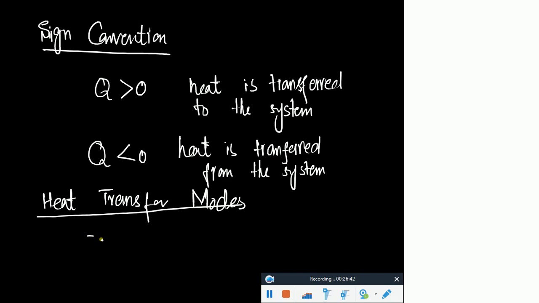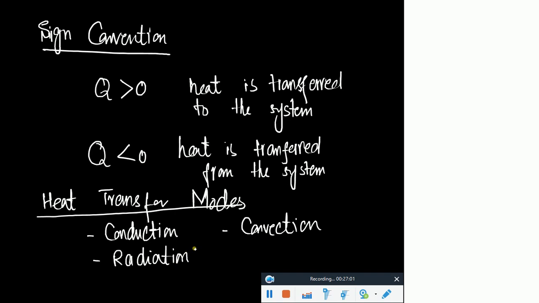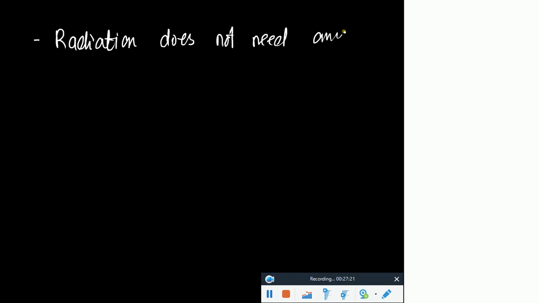So I hope from your elementary physics course, you should know what kind of heat transfer modes we have. Those are what? Conduction, then we have convection, and then we have radiation. So which of these mechanisms does not require any physical contact, physical medium? This is the radiation. So radiation is the only mechanism that does not need any physical medium.